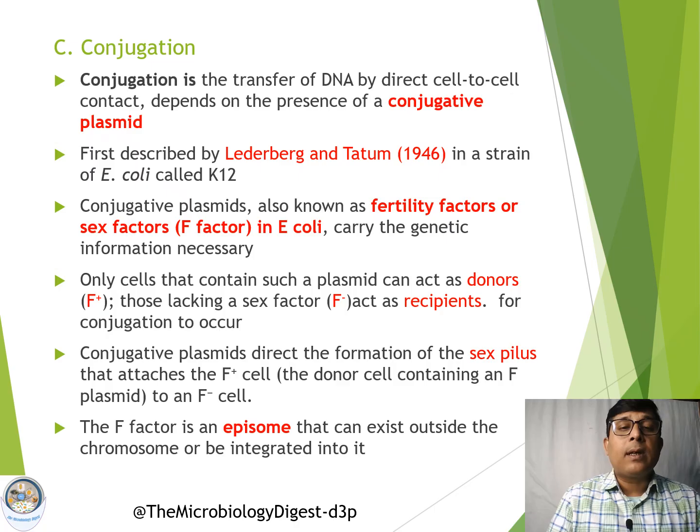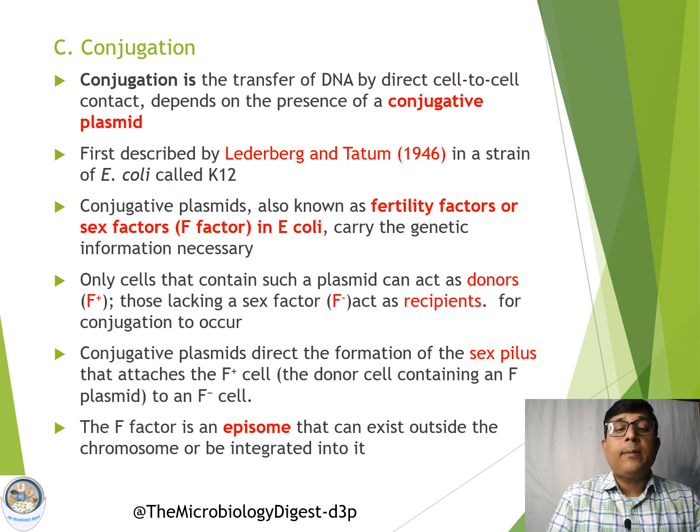It was first described by two scientists, Lederberg and Tatum, in the year 1946 in a strain of Escherichia coli. The strain name was K12. These conjugative plasmids are also known as fertility factors or sex factors. It is commonly written as F factor. Okay, and these factors carry the genetic information which is required for the conjugation process.